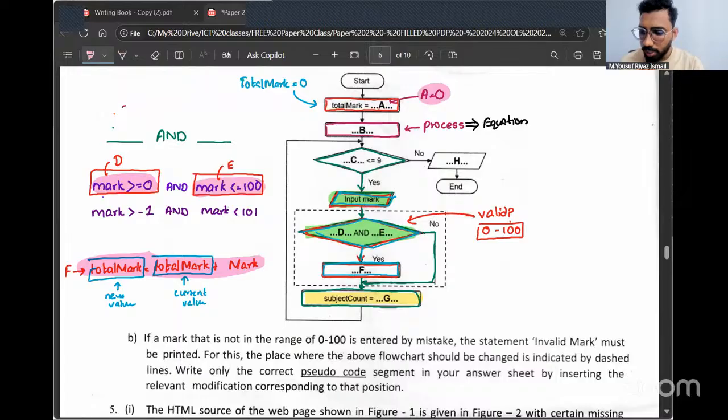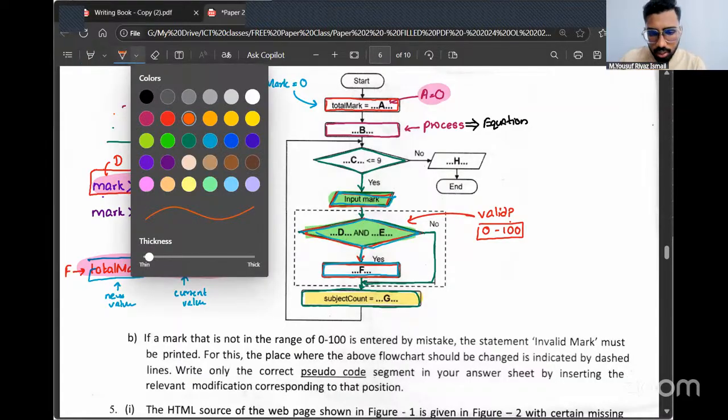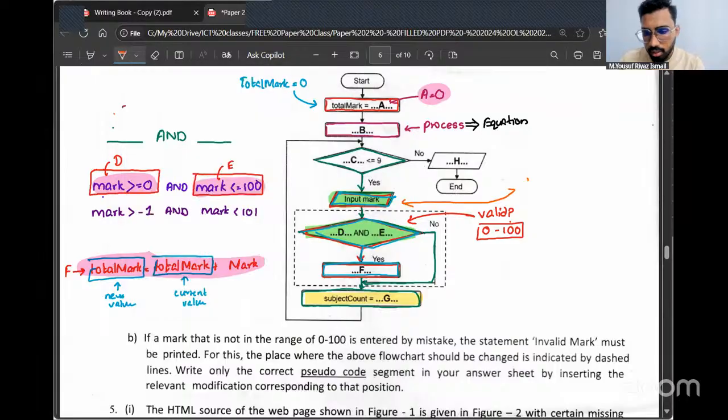But there is no variable called mark. No. Then what do you mean by this? In this, we have input mark, right? What do you mean by input mark? We are asking to input a value, and the value that was entered, we're going to store under the name mark. So this name mark will store the mark the user enters. Clear?